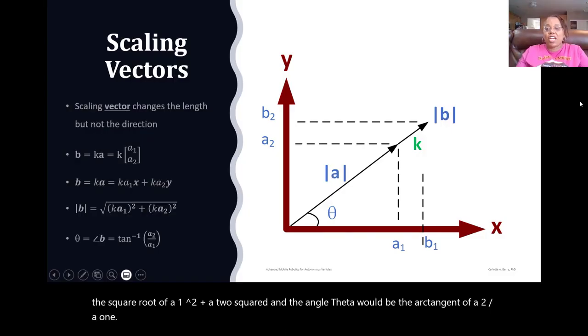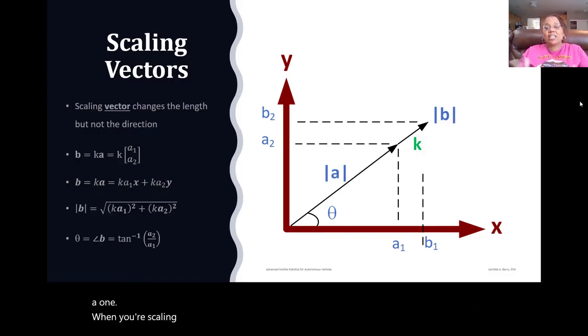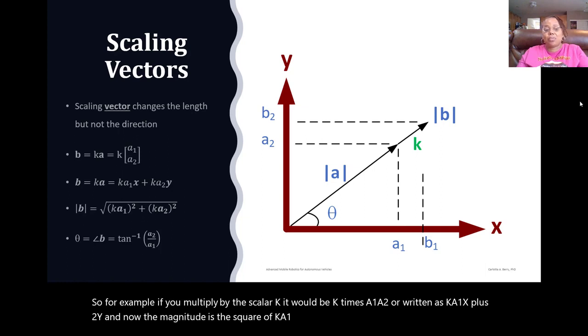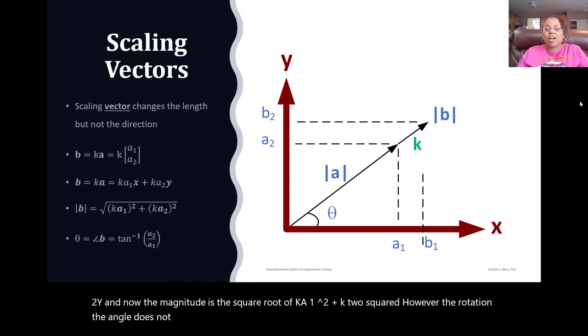When you're scaling vectors, it changes the length of the vector, but it does not affect the angle. So for example, if you multiply A by the scalar K, it would be K times A1, A2, or written as KA1x plus KA2y. And now the magnitude is the square root of KA1 squared plus KA2 squared. However, the rotation, the angle does not change, so it would still just be the arctangent of A2 over A1.